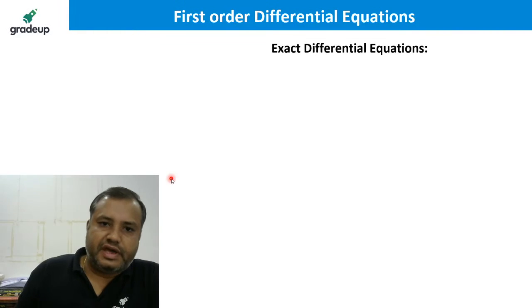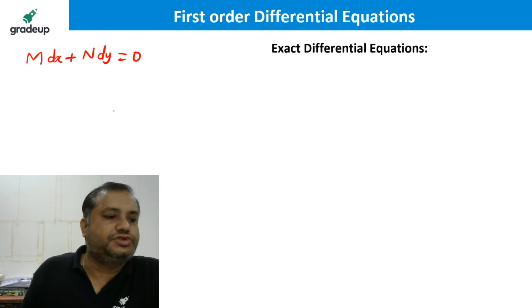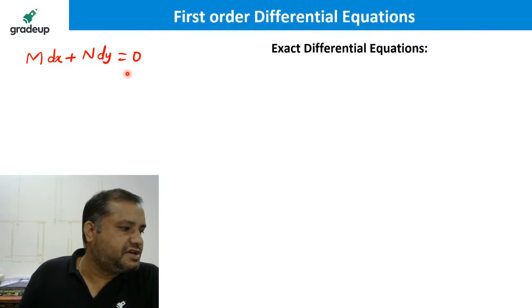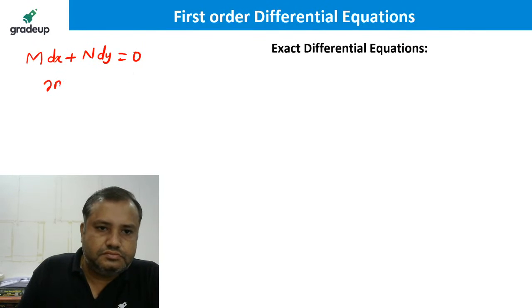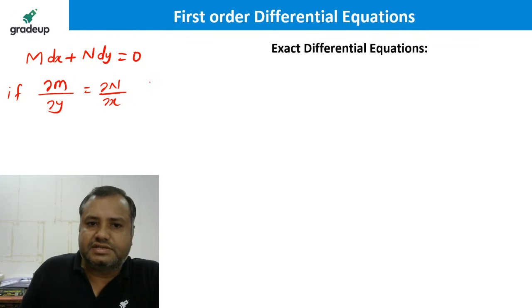Now comes the exact differential equation. If you have an equation of the form m dx plus n dy equal to 0, then this equation will be called an exact differential equation if del m by del y equal to del n by del x. If del m by del y is equal to del n by del x, then equation 1 is exact.